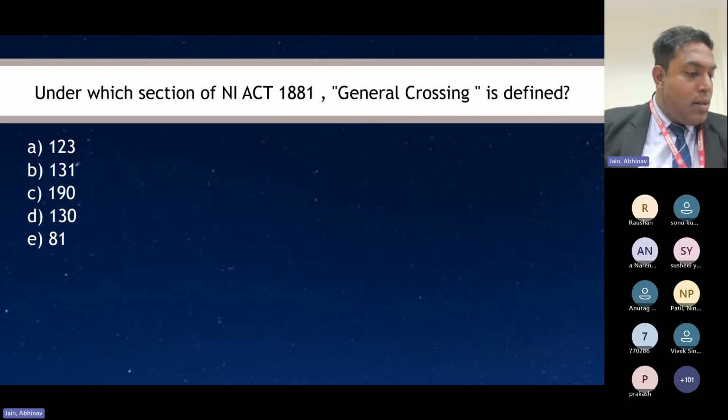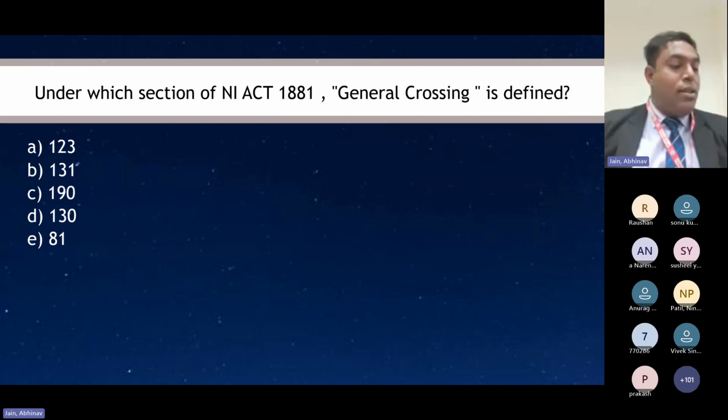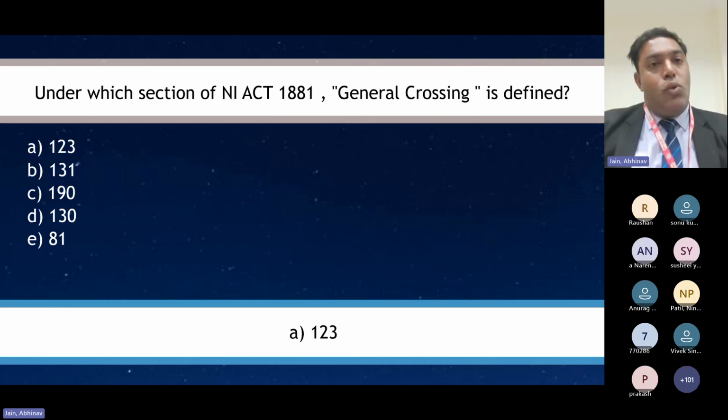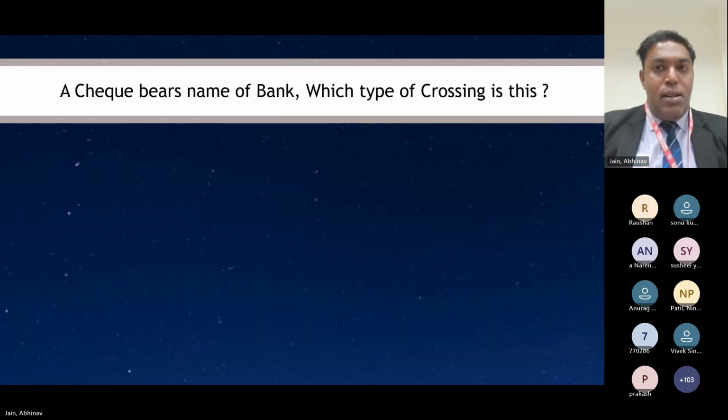Okay. So general crossing is defined under which section? It is answer A, section number 123. What is general crossing? I'll repeat it. General crossing is basically two transverse lines drawn on a particular check, and it doesn't define any particular bank, or it doesn't allocate the instrument to a particular or specific bank. It can be a non-negotiable crossing. It can be an account payee crossing. So it is a general crossing.